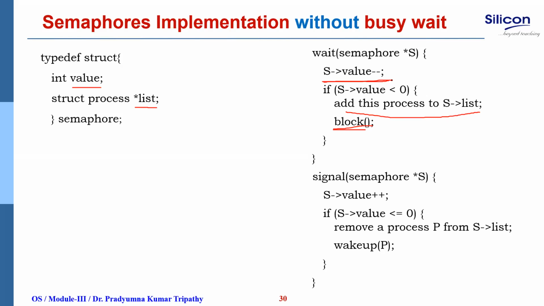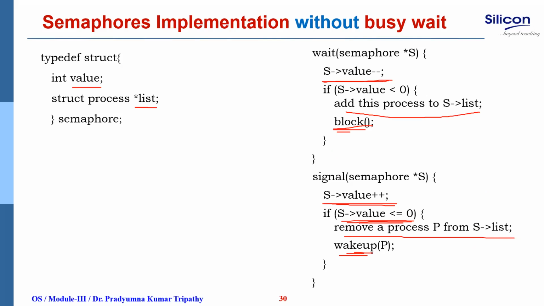So while coming out, what do we do over there? We invoke the signal operation. In the signal operation, what do we do? Normally we do s plus plus only. But here we do s value plus plus, meaning one of the processes is selected. If the s value is less than or equal to 0, that means some processes are there in the list. We'll take out one process from the list and invoke wake up, because we have blocked over here.